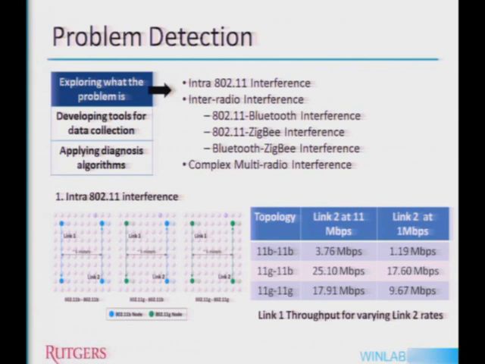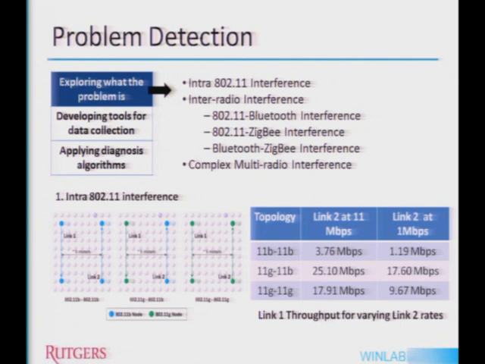that affects your own link. So here we have three cases: 11B, when both of the links are 802.11B; in one case it's 11G and 11B; and the other is both 11G. The second column here shows when link 2 is transmitting at 11 Mbps. This is the link 2 that we are varying, and link 1 is what we are measuring. So the throughput results are for link 1.